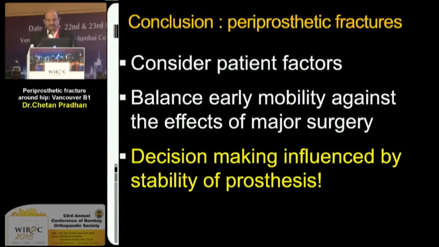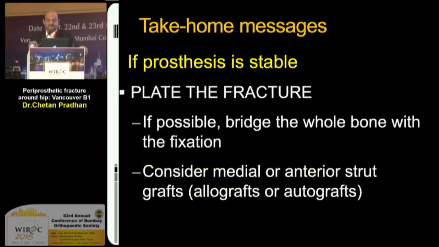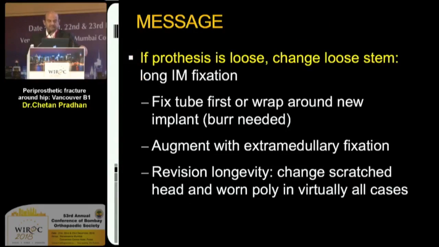So to conclude, in periprosthetic fractures, decision making is purely influenced by the stability of the prosthesis. If the prosthesis is stable, plate the fracture with as long plates as possible, spanning the whole length of the bone, along with either medial or anterior strut fibular grafts. They need to be shaped with a burr, and they need to be encompassed within or along the tube of the femur. If the prosthesis is loose, change the stem and augment along with extramedullary fixation, with or without auto or allografts. Thank you.